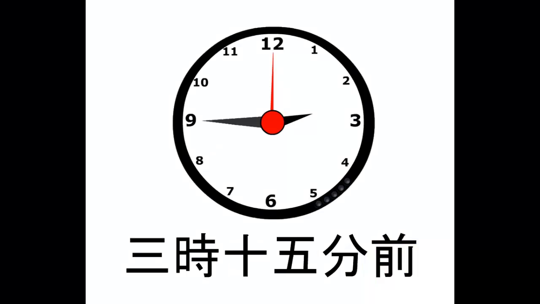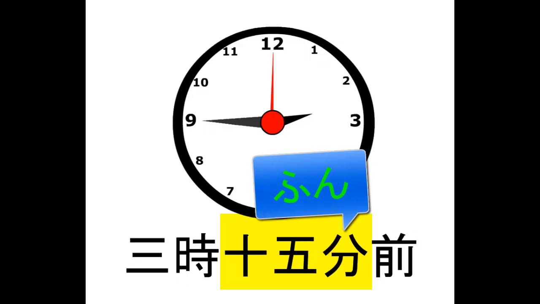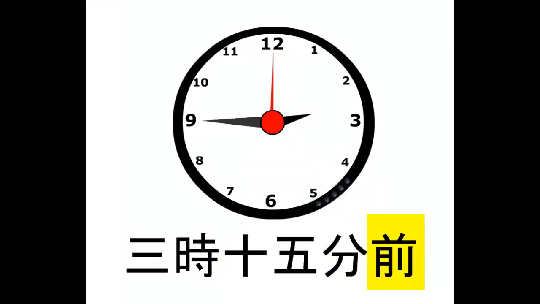Okay, now we have quarter to 3. Of course, we can't say quarter. The Japanese don't use that. So we've got to say 3 o'clock, 15 minutes before. Let's see how it goes. Sanji, 3 o'clock, 15分. Remember, with multiples of 5, we need to pronounce minute fun, 15分前. Sanji, 15分前. Quarter to 3.